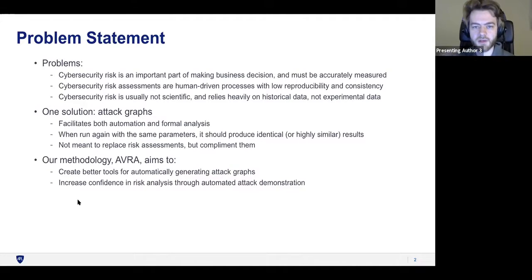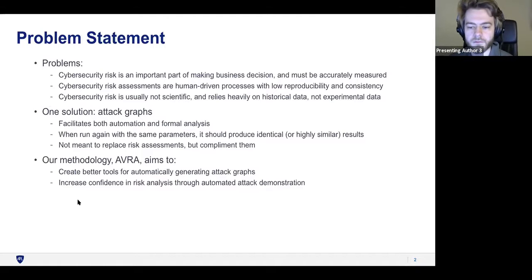And so again, this all sounds great. This is something that's not meant to replace risk assessments. It's more like a complement, an additional piece to that kind of holistic, more process-driven risk assessment.